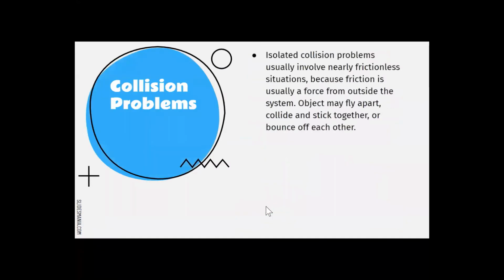So we're going to look at a couple different collision problems. Isolated collision problems usually involve nearly frictionless situations, and that's because friction is usually a force from outside the system. So usually it's not within our system, so we don't talk about it. Objects may fly apart, collide and stick together, or bounce off of each other. So there are many different ways in which a collision could happen.